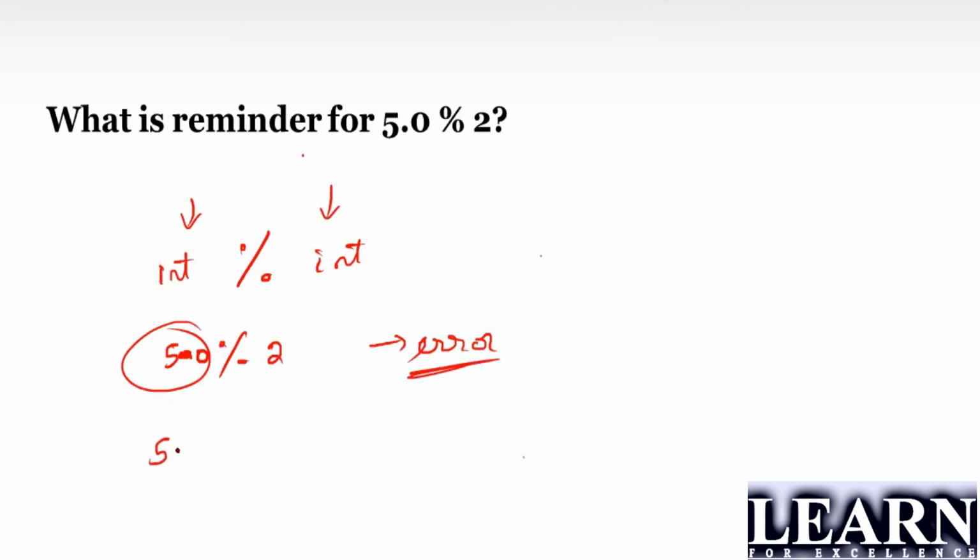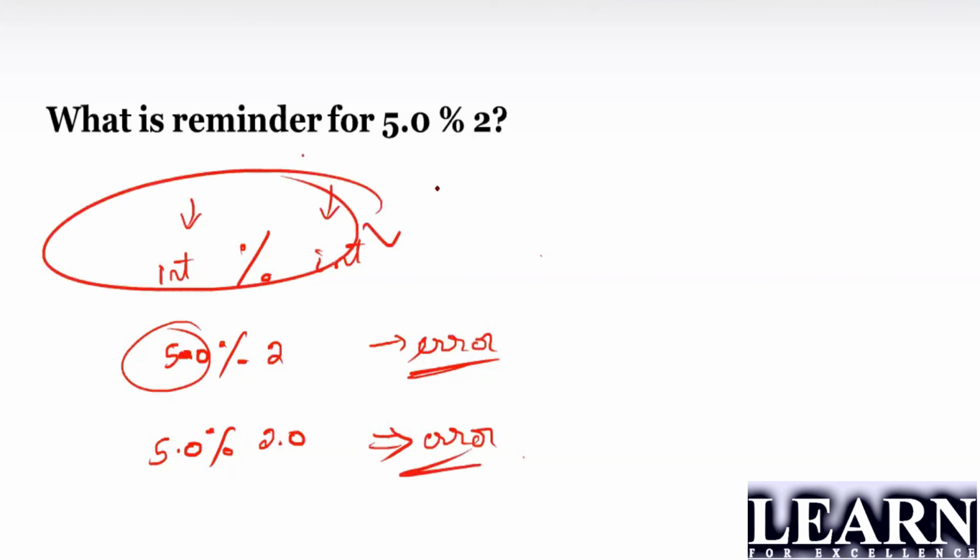For your clear understanding, if I take 5.0 modulus 2.0, again it will give an error, because you are using double and double or float. So it will take only integer versus integer.